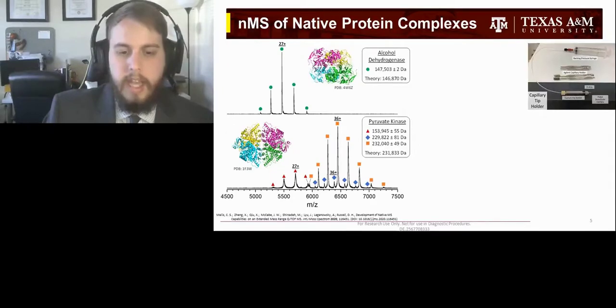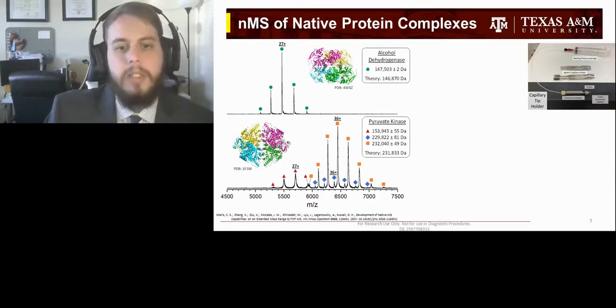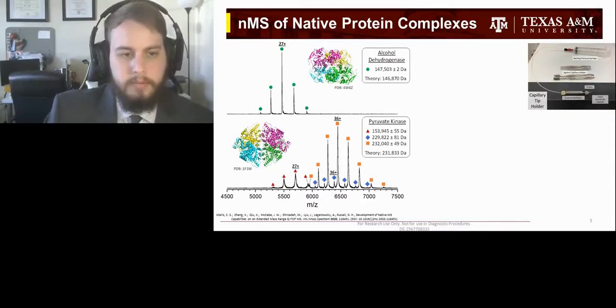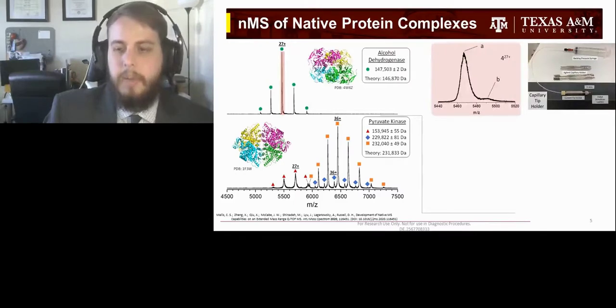And we can start to tease out some low relative abundance species in the mass spectrum for both of these. So for alcohol dehydrogenase, we see our charge state distribution of the native homotetrameric complex centered at 27 plus, and for pyruvate kinase, we're centered at 36 plus. But if we look at the center charge state for alcohol dehydrogenase and expand it, we can start to tease out and really look at some low relative abundance, low molecular weight adducts.